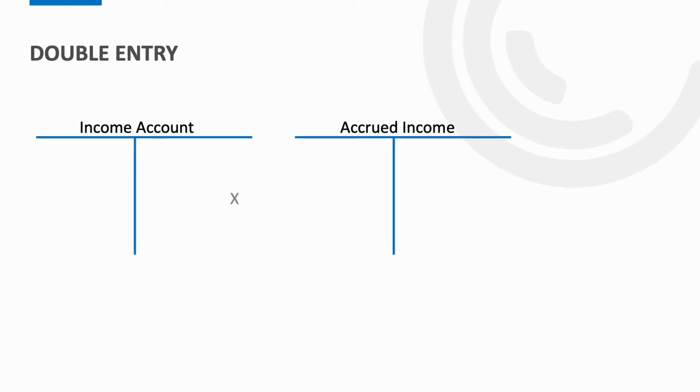The double entry, therefore, to record an accrued income is to credit the relevant income account, increasing the balance, and debit the accrued income account to increase the business's assets. Now let's put this into an example scenario.